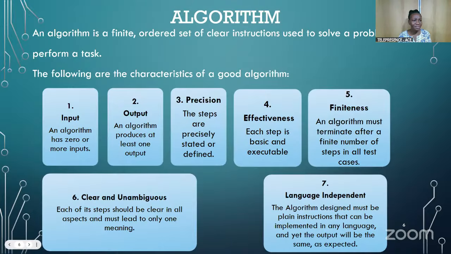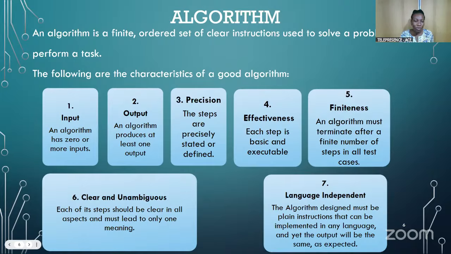Now, we have algorithm. We use algorithm to analyze a problem. An algorithm is a finite ordered set of clear instructions used to solve a problem or perform a task. Now, algorithm is a step-by-step instruction.